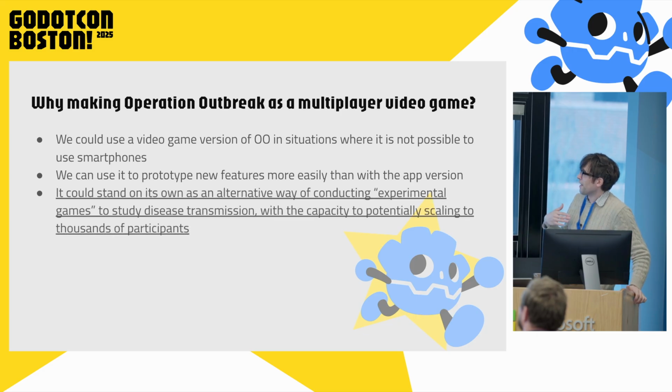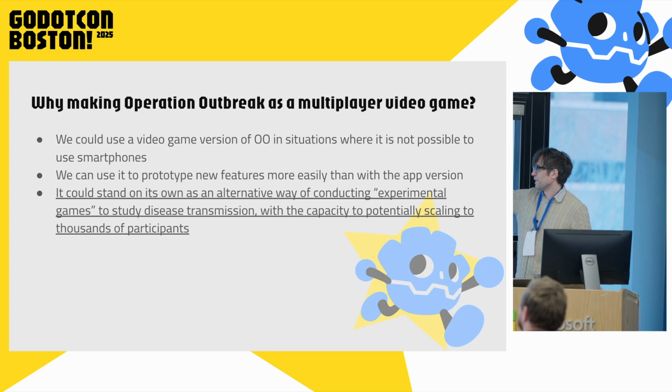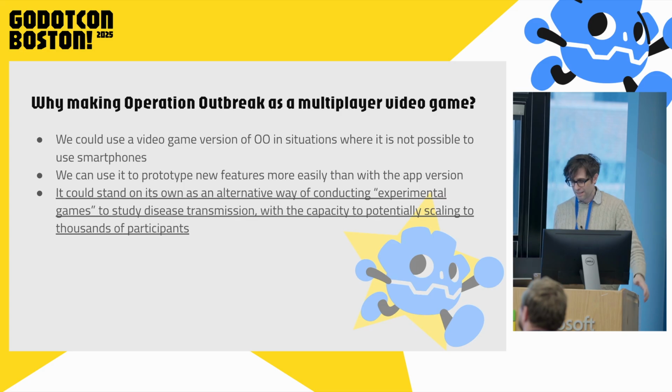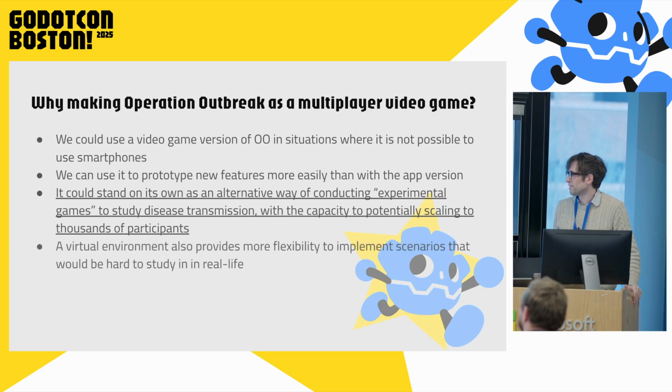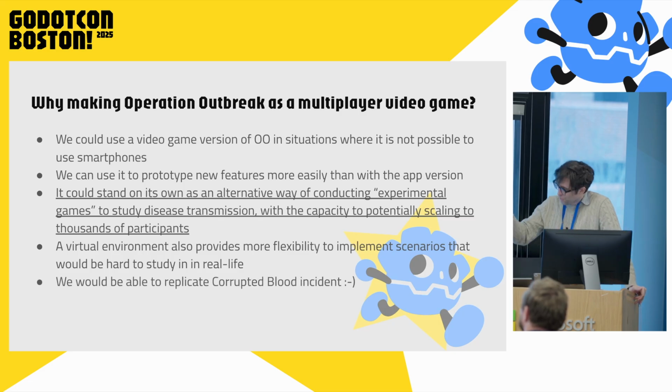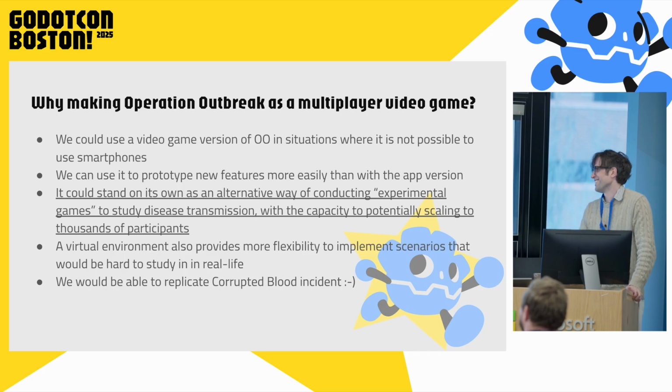And this, which I underlined, is because we can do experimental games to study disease transmission in a way that we can potentially scale to a much larger group of participants, right? And what else? We can also try things that would be difficult to study in real life, to implement as game scenarios. And then we could replicate the corrupted blood incident, right? Going back to the origins.